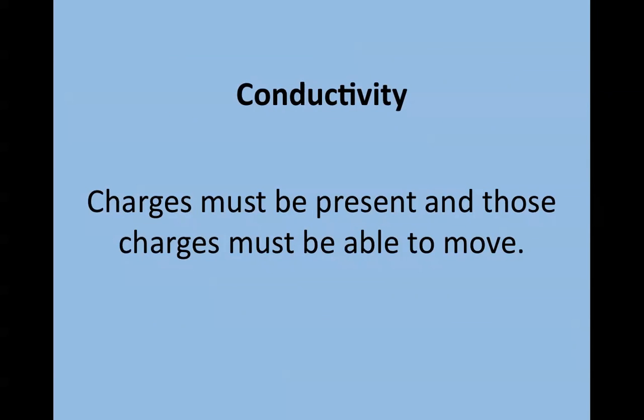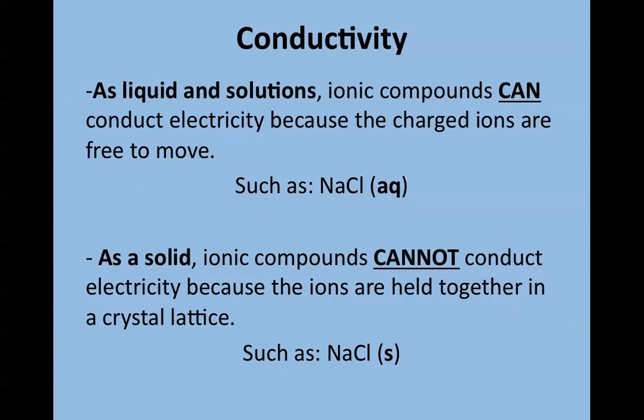And in terms of their conductivity, ionic compounds are a little strange because they're sometimes conductive and sometimes not. Two things we have to think about when figuring out their conductivity are: are charges present, and are those charges able to move? For ionic compounds, they can only conduct electricity when they're in a liquid phase or as an aqueous solution. Ionic compounds can conduct electricity because the charged ions, those positive and negative charges, are free to move.